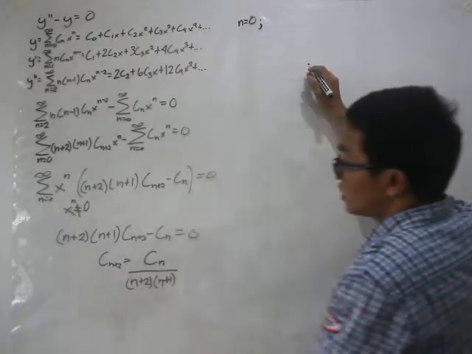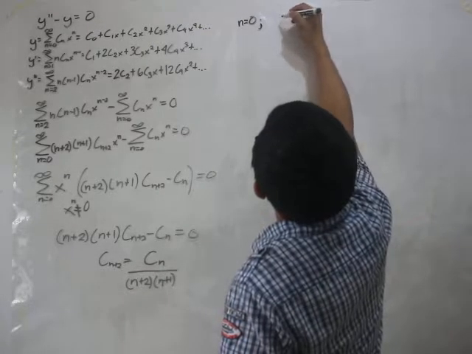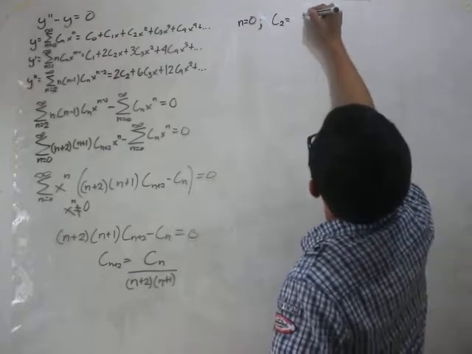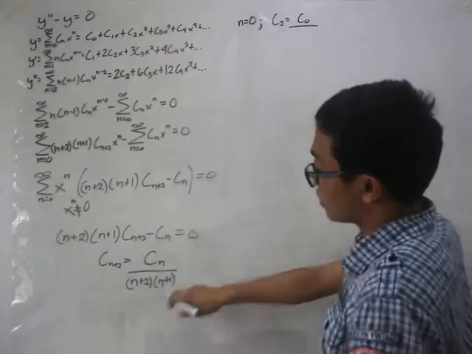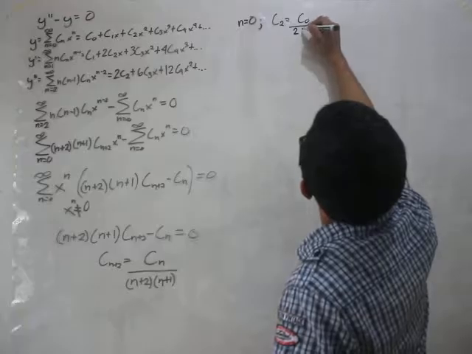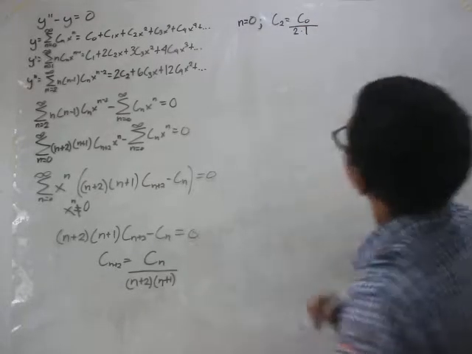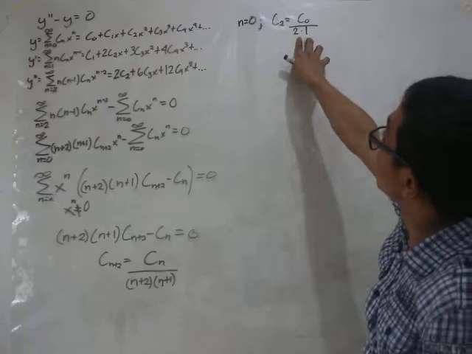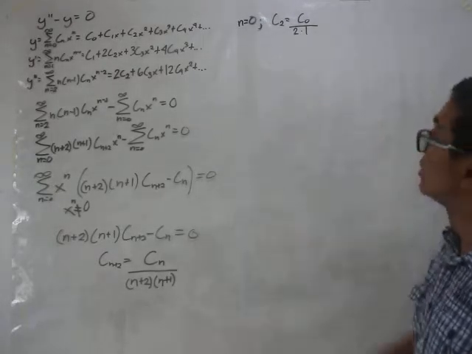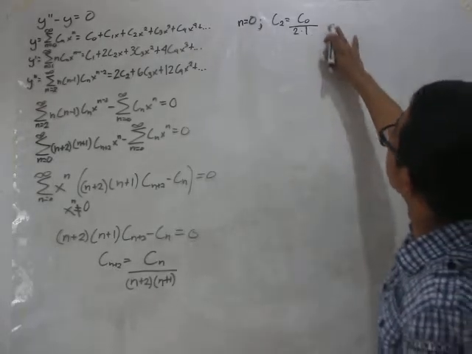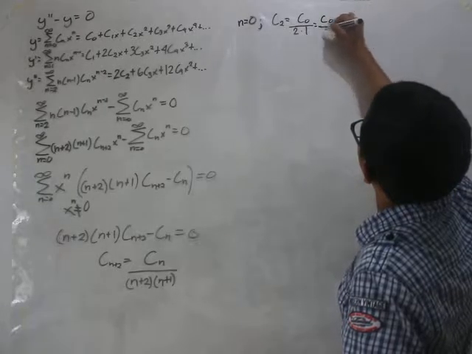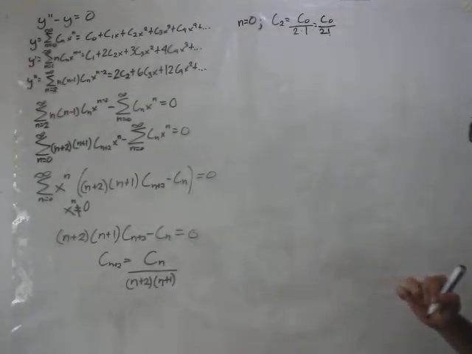So if n is equal to 0, c sub n plus 2, which is c2, equals c0 all over 2 times 1. I made it 2 times 1 because later we can easily assume what factorial it is. So we can say that it is c0 all over 2 factorial.